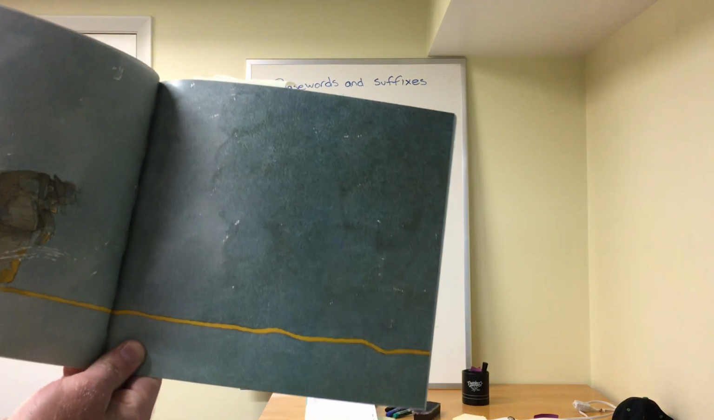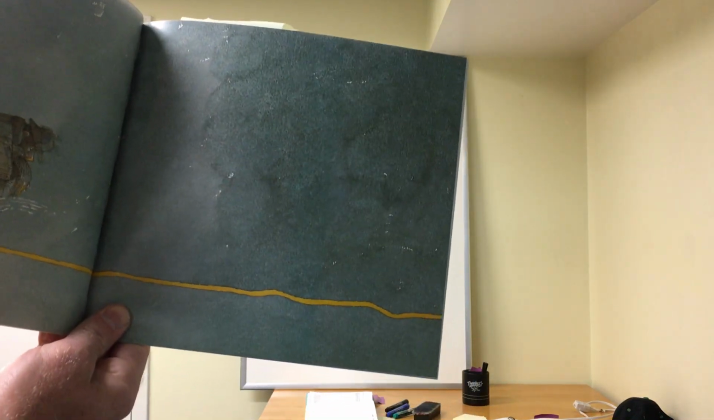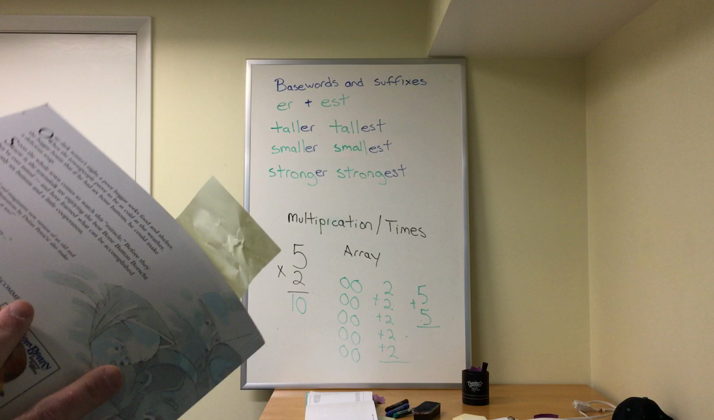So there's our thin line of light, and the first bright color we've really seen in this book.